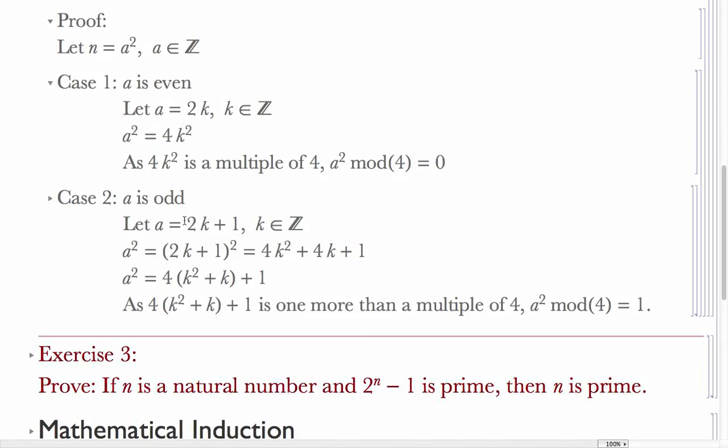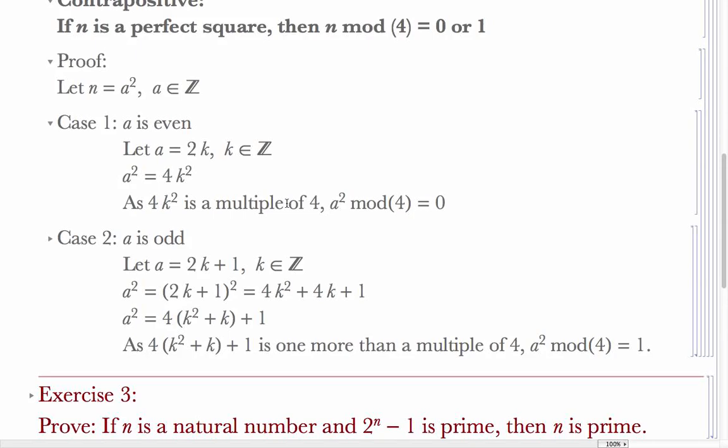In this case, if we have a is equal to 2k plus 1, then a squared is that quantity squared, which is 4k squared plus 4k plus 1. And we can see that the first two terms here have a factor of 4. If we factor that out, we see that a squared is 4 times the quantity k squared plus k, and then plus 1. And since 4 times the quantity k squared plus k, plus 1, is 1 more than a multiple of 4, it's going to leave a remainder of 1 when divided by 4. And so a squared mod 4 is equal to 1 when a is odd.